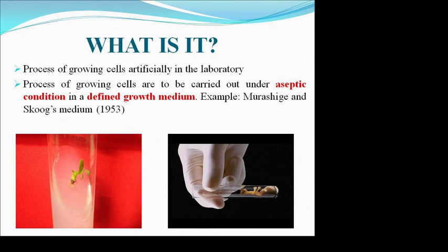Basically, it's a process of growing cells artificially in the laboratory. One thing is very important: when you grow something in a laboratory, especially in plant tissue culture, you need to take care of aseptic conditions. What do we mean by aseptic conditions? We are talking about a very sterile environment. And obviously, a plant has to grow in this sterile environment, so it needs food. That food is basically the different types of plant tissue culture medium that we will be providing.